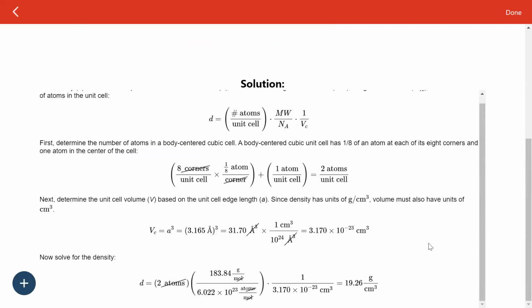So understanding that it's a BCC, there's 2 atoms per cell, and then understanding that that edge length cubed is our volume. And that is something from problem to problem that can change, but we were given that edge length. Sometimes you might have to solve for radius, so how does r relate to edge length? That will change depending on what type of unit cell it is. But there's a great example of solving for density.